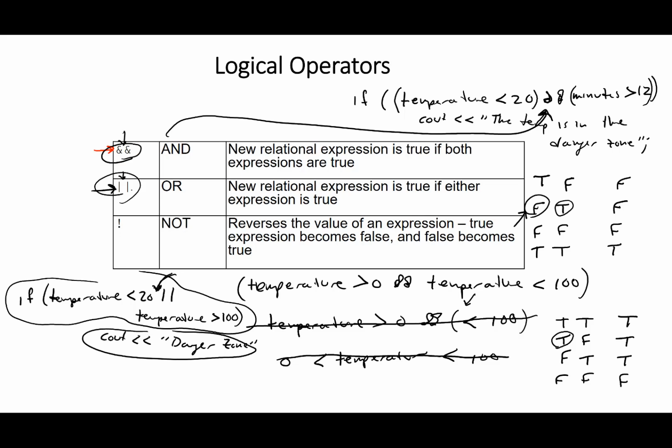What this NOT operator does, so this is called the NOT operator, is reverse the value of an expression. In other words, if an expression is true, it will become false. If it's false, it will become true. An example of how you would use this is, let's say if, and then we're going to reverse whatever this relational operator finds. So let's just put temperature greater than 100, cout, and then we want to say "you're below max temp."